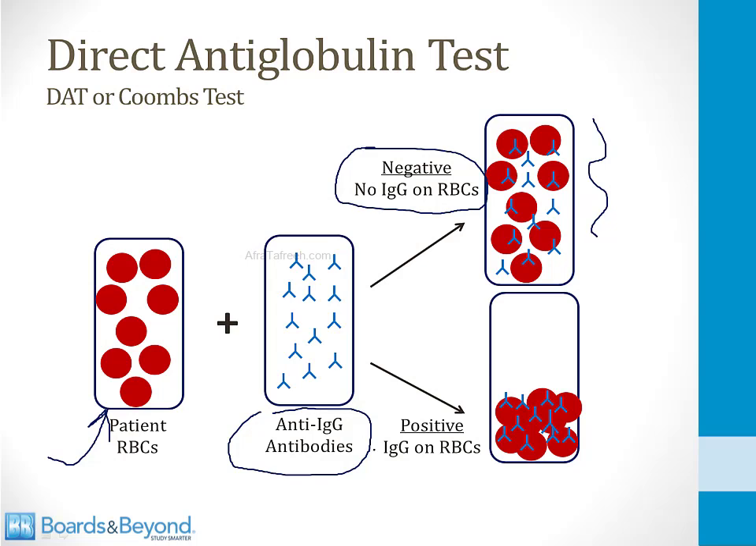On the other hand, if the red cells agglutinate, this is a positive test. It means that the patient's red cells had IgG on their surface, and the anti-IgG antibodies were able to bind to that and cause the red cells to agglutinate. That is a positive DAT or Coombs test.